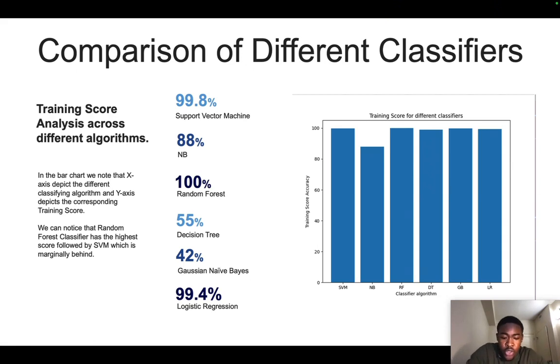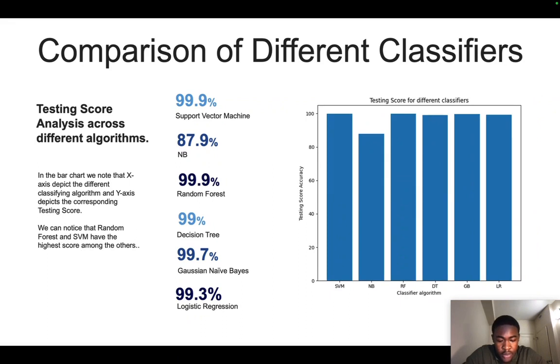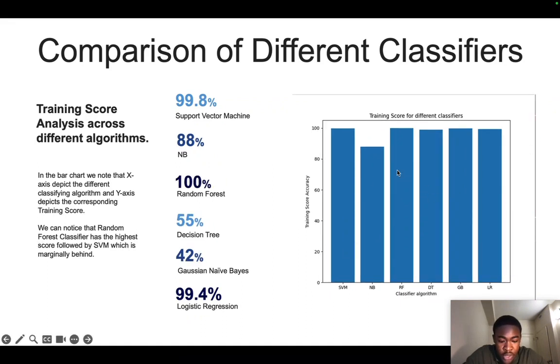The training score is a measure of how well the model fits the training data. A very high training score means overfitting, which means the model is performing extremely well on the training data, while very low means underfitting, which means the model fails to perform well on the training data given. It could be that it was either too simple or it wasn't understanding that. Also, here's a depiction of the training score analysis of all the classifiers, and we see the random forest and SVM, which is the support vector machine, are up top.